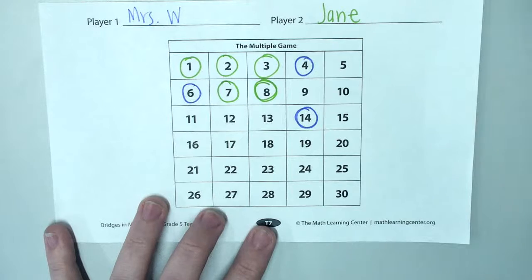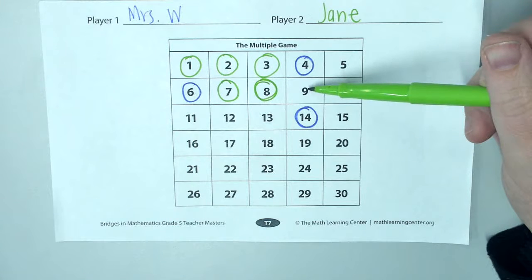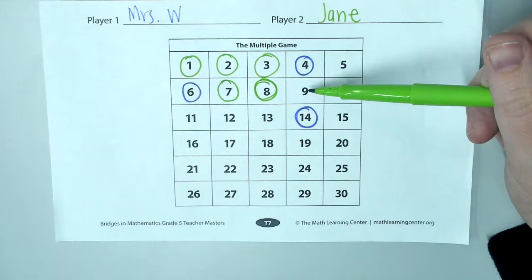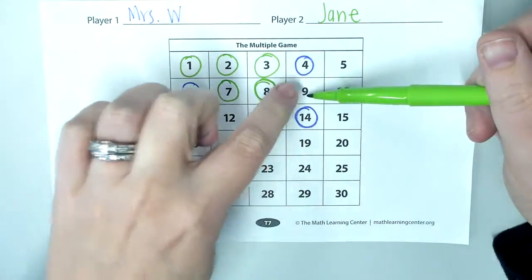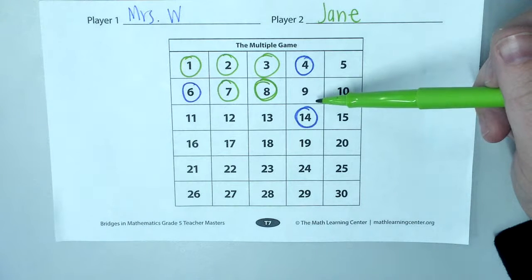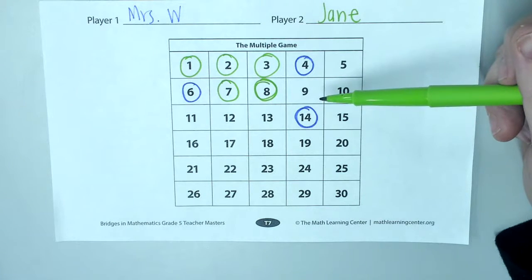Now it's Jane's turn to choose a target number. Let's see here. Could Jane circle a 9? Jane cannot use 9 as a target number because there are no factors left on the game board for me to circle. And Jane has to give me a chance. I have to be able to circle something.